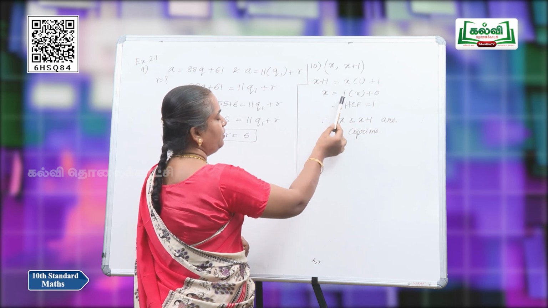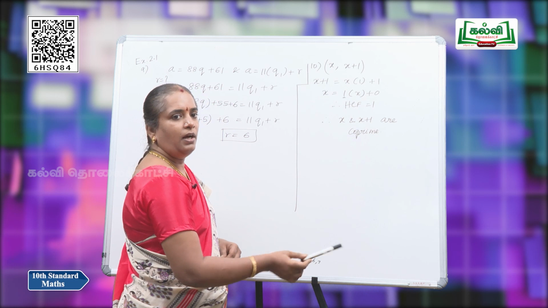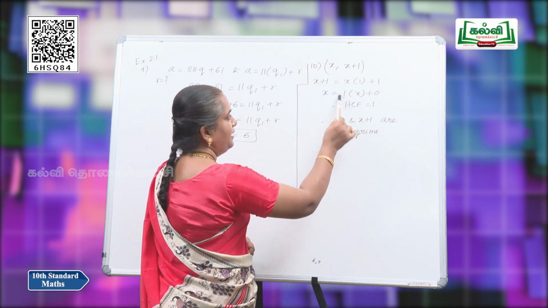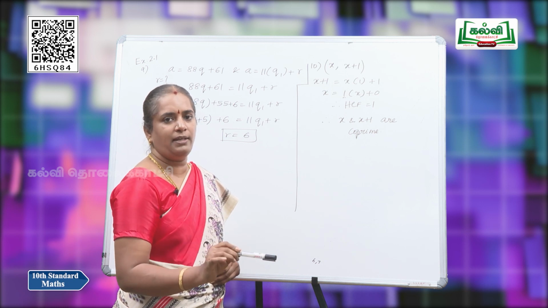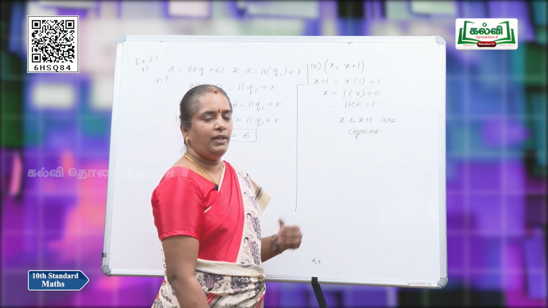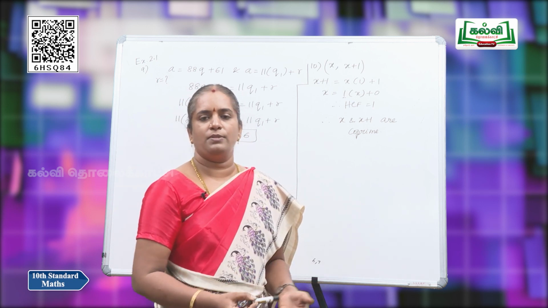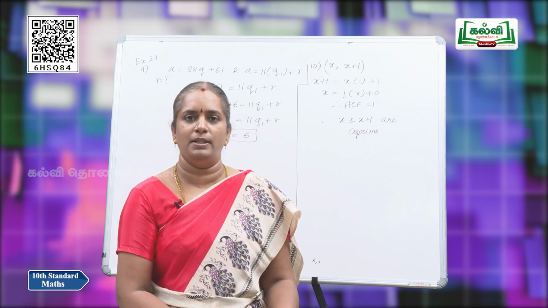So, x is equal to 1 into x plus 0. Here the remainder is 0. On dividing x by 1, we get remainder 0, so the divisor is our HCF. Here the divisor is 1, so the HCF is 1. We come to know that x and x plus 1 are co-prime. That is, consecutive integers are co-prime numbers.